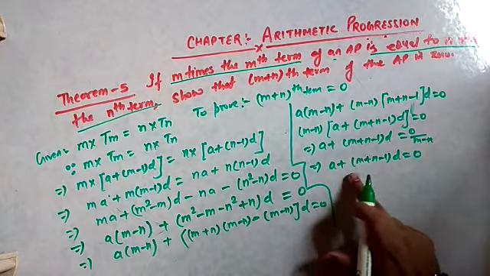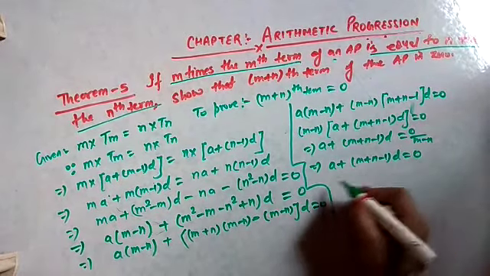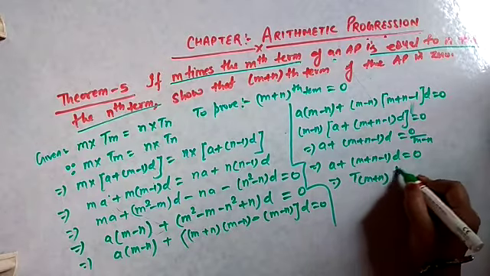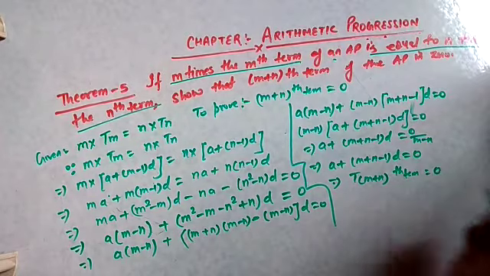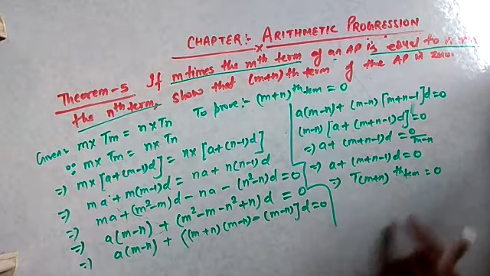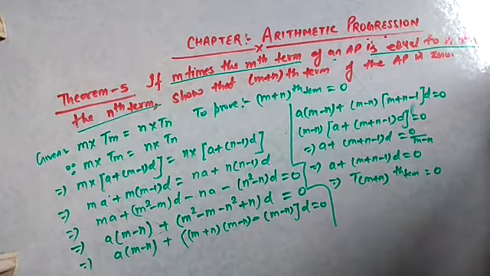So a plus (m plus n minus 1) into d equals 0. Now what is this a plus (m plus n minus 1) into d? This is the (m plus n)th term. Okay. So whenever m times the mth term is equal to n times the nth term, we can say that the (m plus n)th term equals 0. I hope these two theorems are clear to you. Now let us discuss the next theorem.